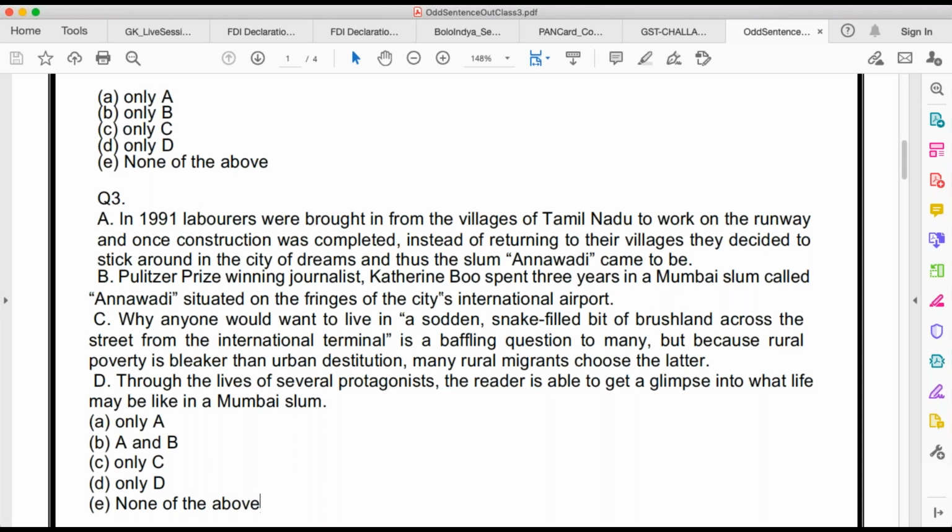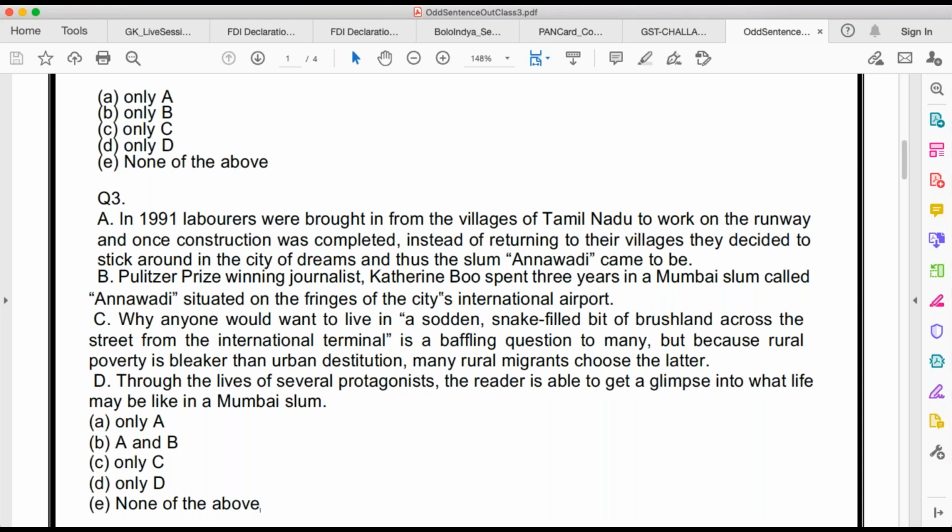Okay. In 1991, laborers were brought in from the villages of Tamil Nadu to work. And once construction was completed, instead of returning to their villages, they decided to stick around in the city of dreams. And thus the slum Annawadi came to be. City of dreams? Which city is known as City of Dreams? So, is sentence number A talking about Annawadi slum in Mumbai?